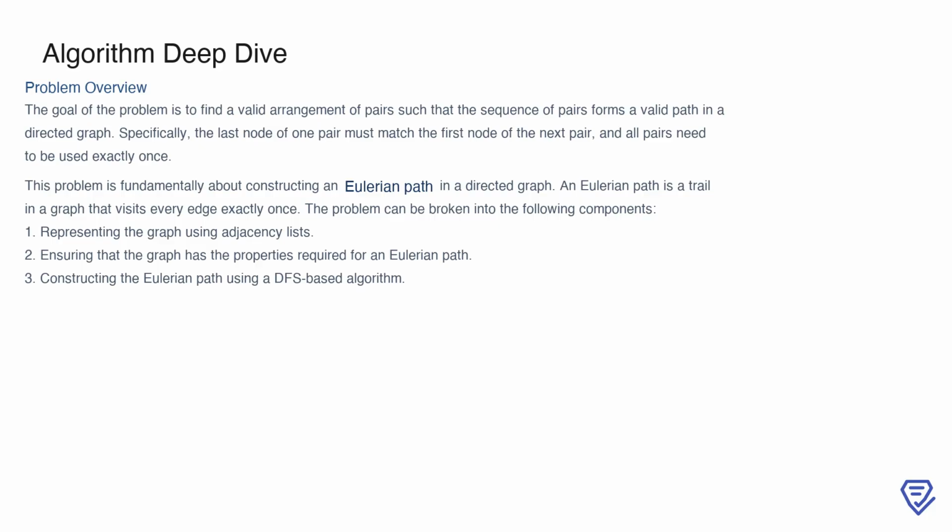First, representing the graph using adjacency lists. Second, verifying that the graph satisfies the necessary conditions for an Eulerian path. And third, constructing the path using a depth-first search-based algorithm. By breaking it into these components, we can systematically approach the solution and ensure that all constraints are met.